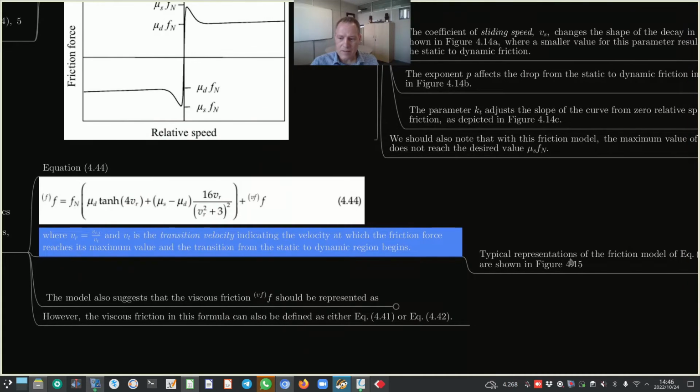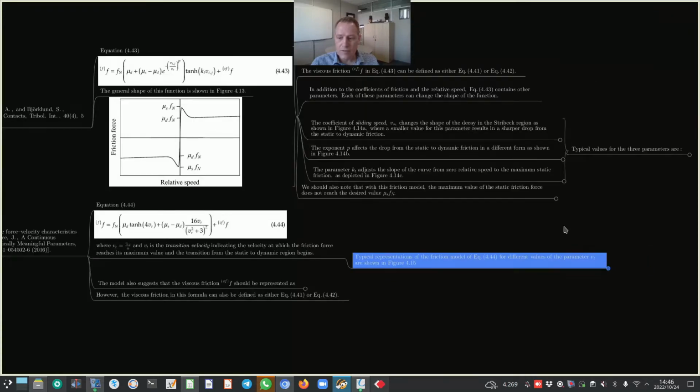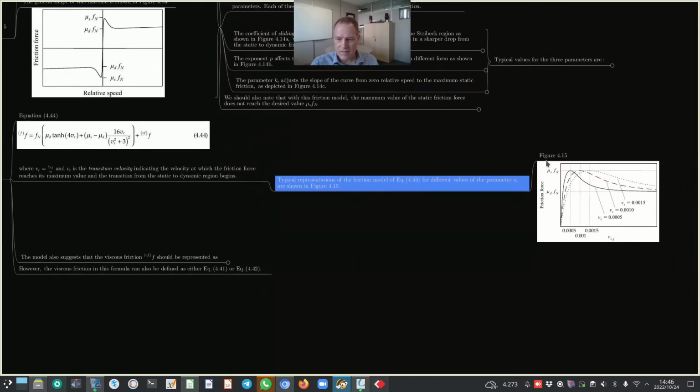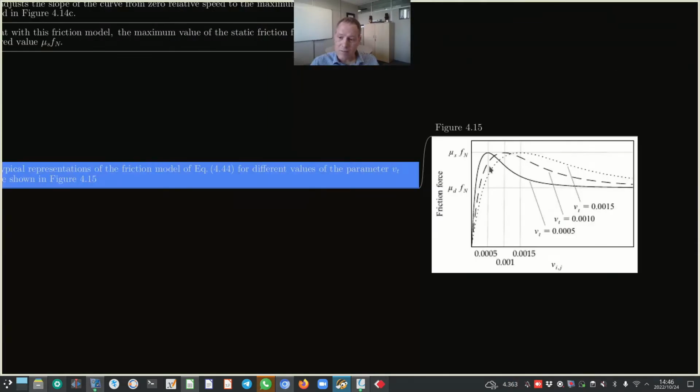Now, typical representations of the friction model of equation 4.44 for different values of the parameter Vt are shown in figure 4.15. Alright, so there you get the idea. And here you can see now the advantage of this model is that we reach the specified μsFn peak regardless of the value of Vt. Okay, and one can decide now based on your model which value you want to use.